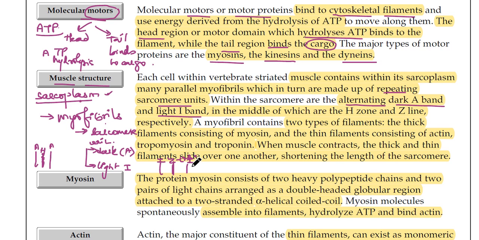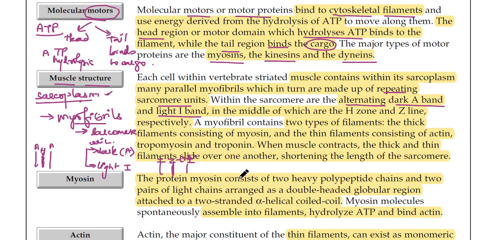So what I discussed is that muscle fibers are made up of sarcoplasm. Sarcoplasm contains many myofibrils, and these myofibrils are made up of repeating sarcomere units, and this sarcomere unit consists of the dark A band and the light I band. The dark A band has a line in between which is the H line, and the light I band has a line in between which is the Z line.